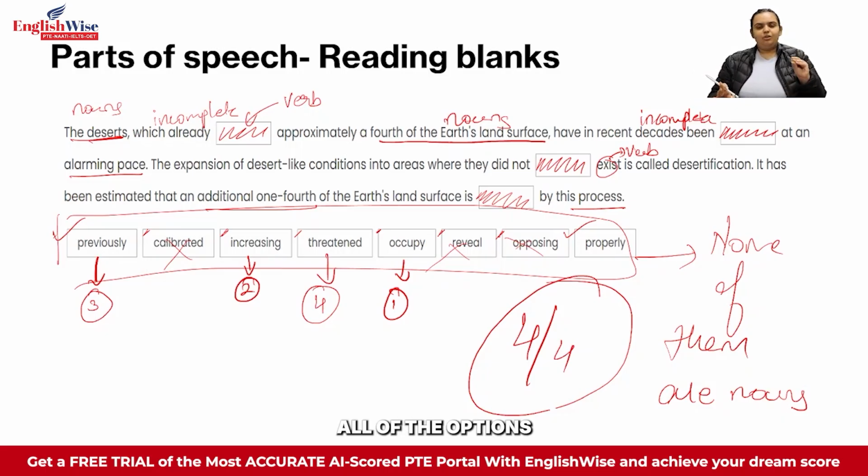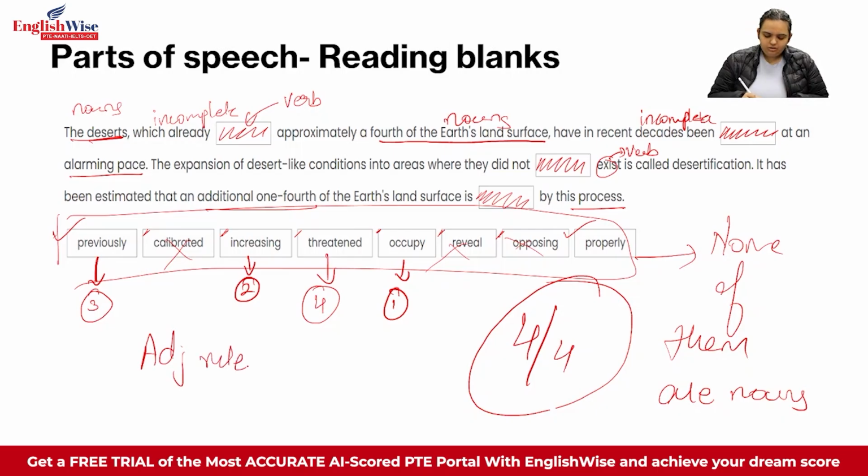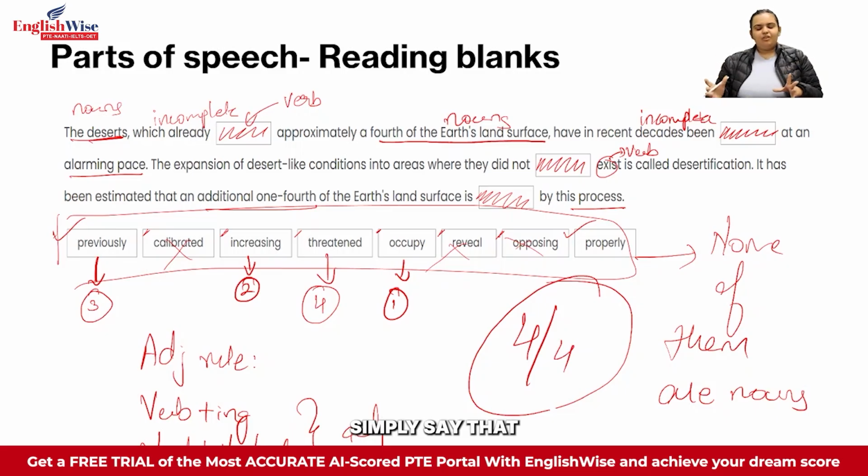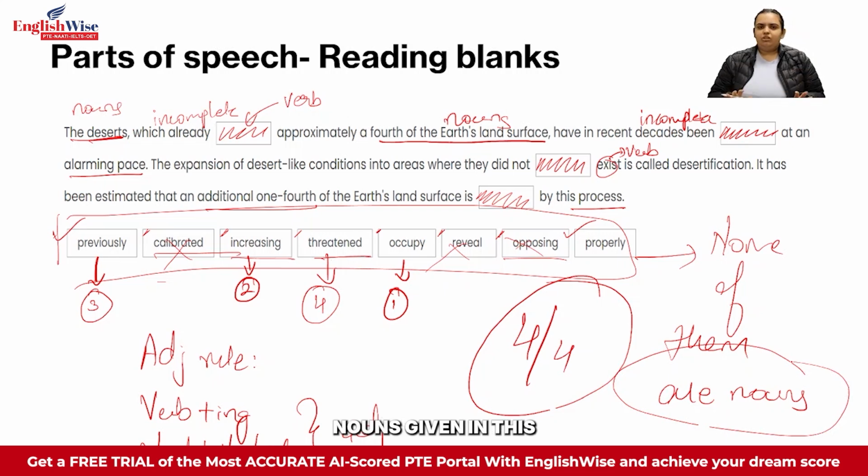I cannot say that all of the options are not even adjectives, even though we did not use any adjective in the blank. But if you remember the adjective rule, which tells that verbs with ing or verbs with V3 or ed can double up as adjectives. That way I cannot simply say that there are no adjectives given in the option. There are adjectives given in the form of calibrated, increasing, threatened and opposing. But I can safely say that there are no nouns given in this options.